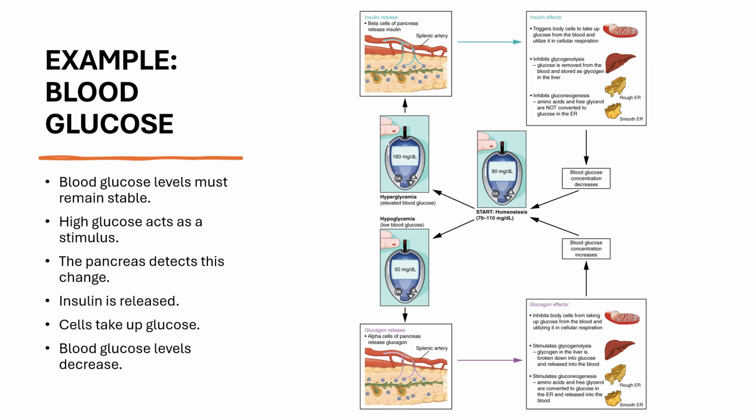Blood glucose regulation is another favorite exam topic. After a meal, blood glucose levels rise. The pancreas detects this increase. Insulin is released into the bloodstream. Cells take up glucose, lowering blood sugar levels. This restores homeostasis. If insulin is mentioned, negative feedback is almost guaranteed.